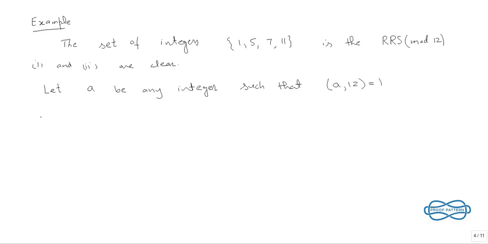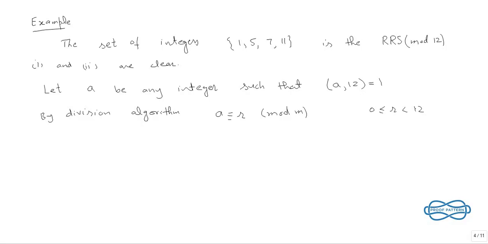Alright, by the division algorithm, a is congruent to r mod m, where this r is greater than or equal to 0 but strictly less than m. And here, sorry, m is 12. So r is strictly less than 12.